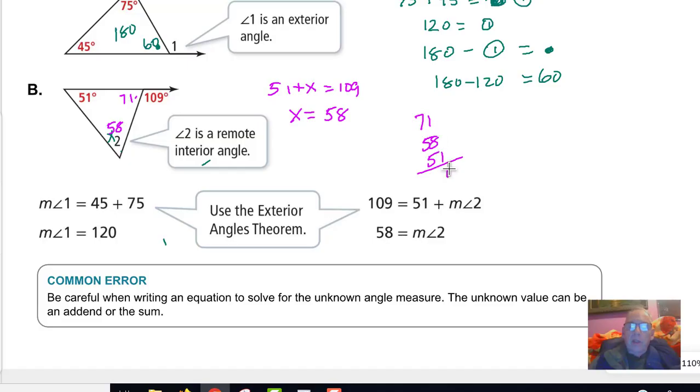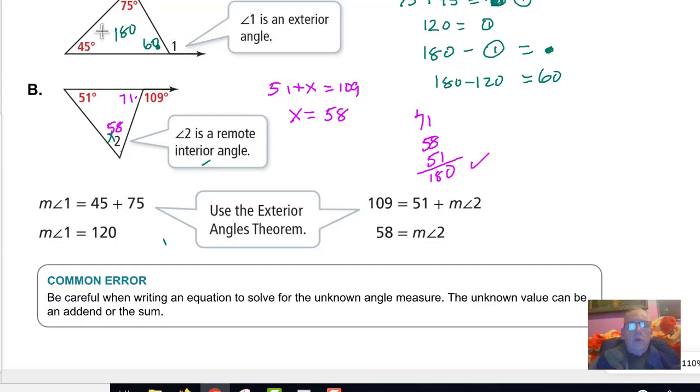8, 9, 10, carry the 1, 8, 13, 18. They do add up to 180. So these are the two ways we can basically use the exterior angle theorem. If you get a missing inside angle, you're subtracting the one that you know away from the exterior angle measure.